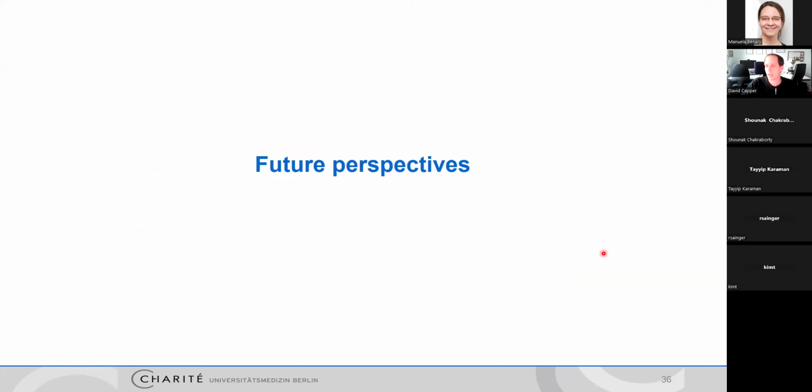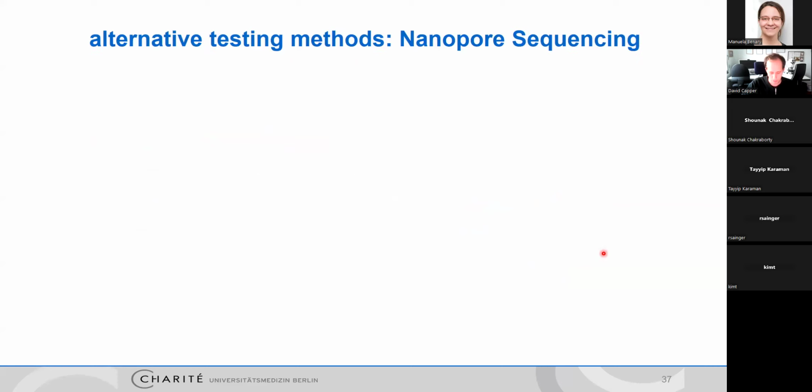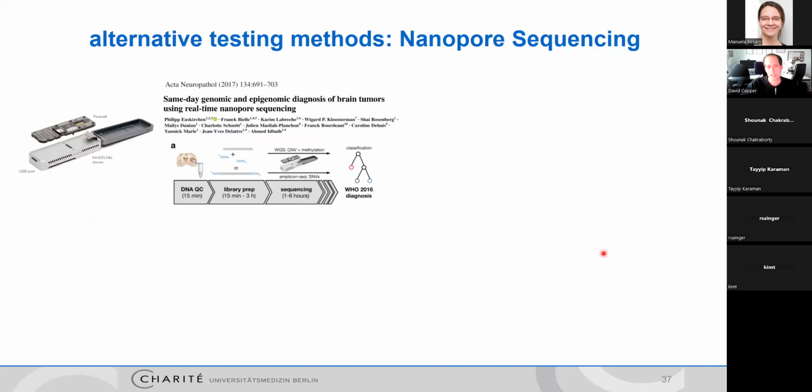Now, just a few slides on future perspectives, coming towards the end. There are alternative testing methods that are coming to the market. One big thing here and one new star of the show is definitely nanopore sequencing. Nanopore sequencing, as some of you may know, is a new type of long-range sequencing that has various positive properties for diagnostic implementation.